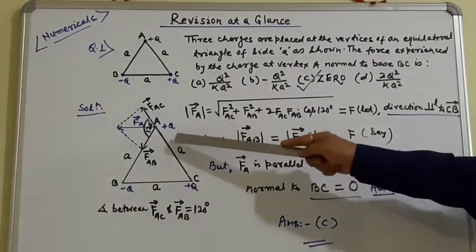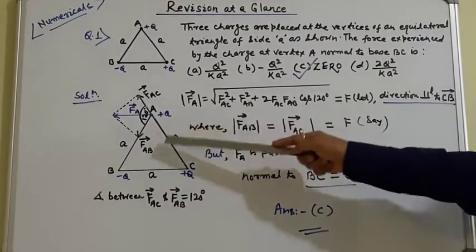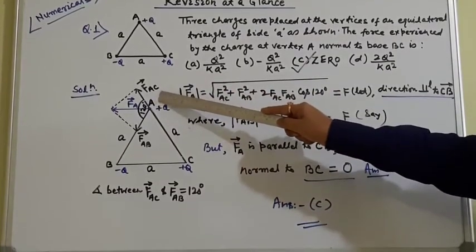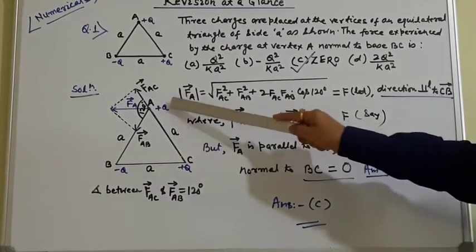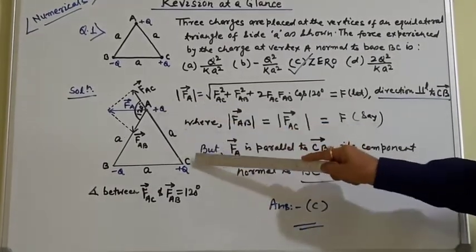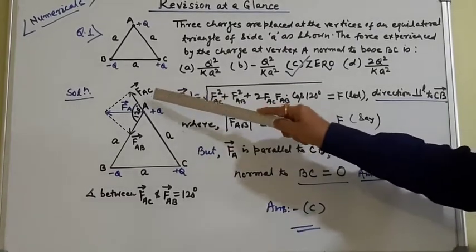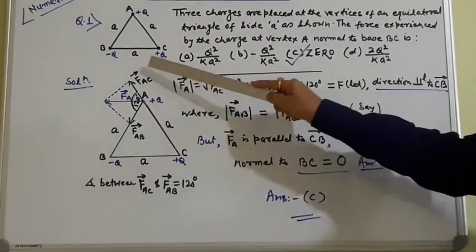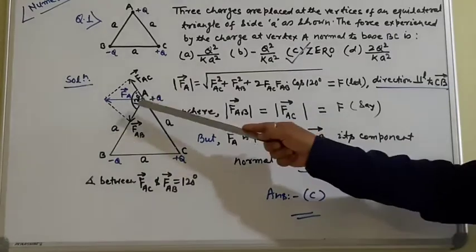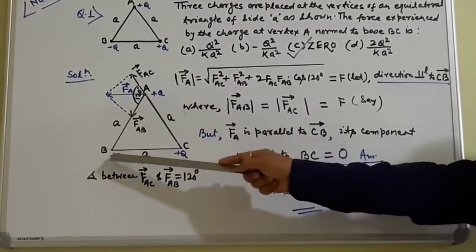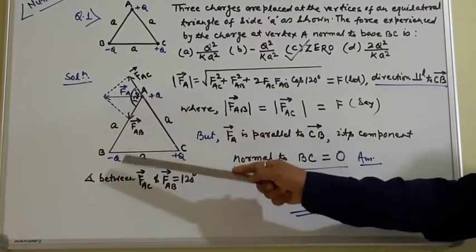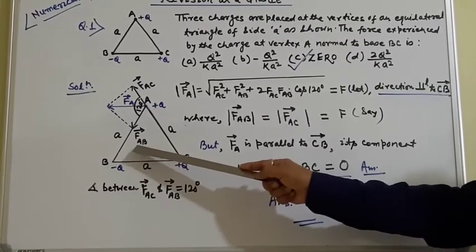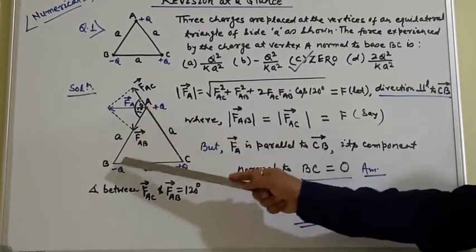So here I have solved the question by drawing the diagram of the different forces. Here I have taken FAC, the force on the charge at A by the charge at C. Because both the charges are positive, they will repel each other, so the direction will be outward. Again at this point, the force on the charge at A by the charge at B, which is minus, so both will attract each other. So the direction of this force will be inward towards B. FAB is the force on the charge at A by the charge at B.